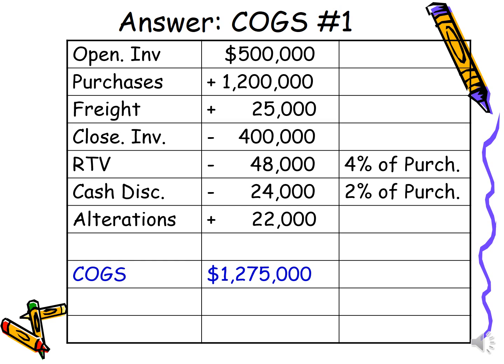And then once you have those two numbers, we just figure all the dollar numbers into the shortcut calculation formula for cost of goods sold. So that is opening inventory plus purchases plus freight or transportation minus closing inventory minus return to vendor minus cash discount plus alterations. If you do this calculation, you're going to have the answer of cost of goods sold of $1,275,000. I hope you got it right.